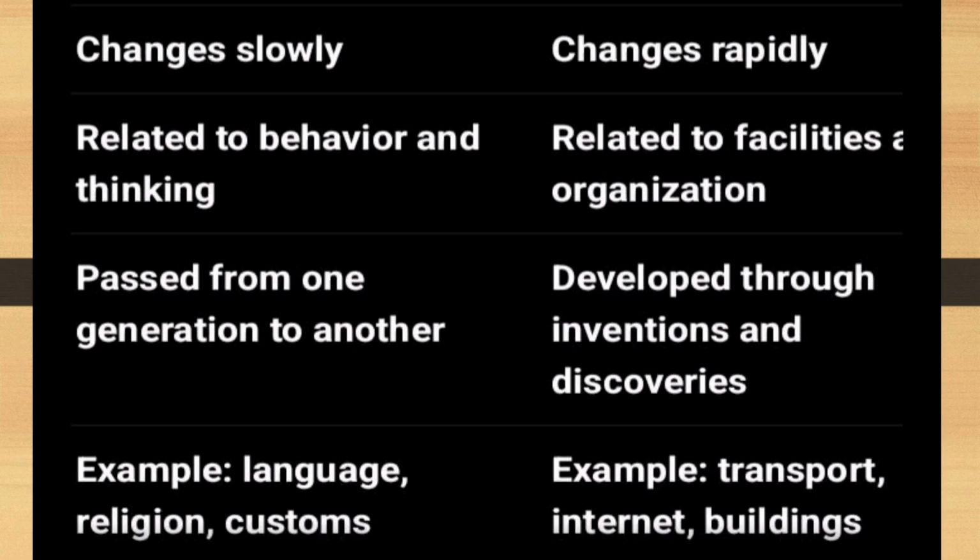Culture is related to behavior and thinking, and civilization is related to facilities of an organization. Culture is passed from one generation to another, but civilization is developed through inventions and discoveries. Examples of culture are language, religion, custom. Examples of civilization are transport, internet, buildings, etc.